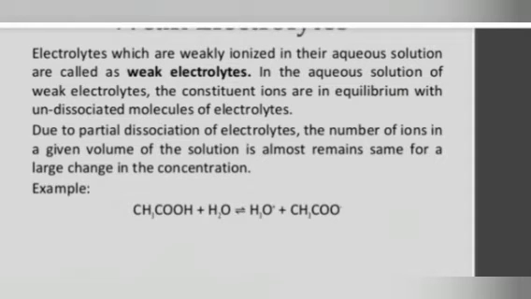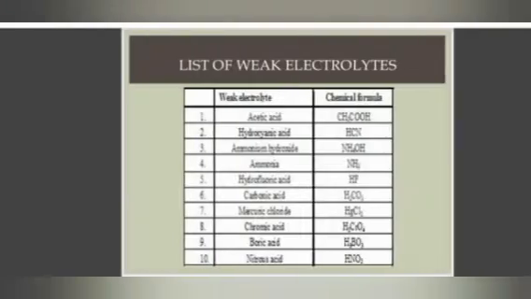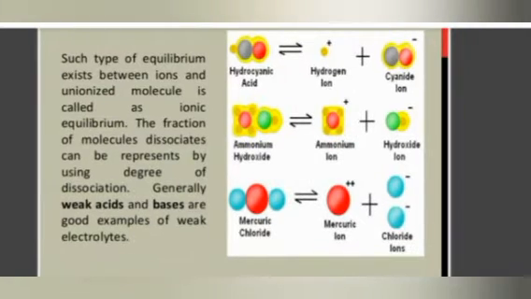So basically CH3COOH will break down into H3O+ plus CH3COO-. So the pictorial diagram is there. This type of equilibrium that exists between ions and unionized molecules is called ionic equilibrium. The fraction of molecules dissociated can be represented by the degree of dissociation. Generally, weak acids and bases are good examples of weak electrolytes.